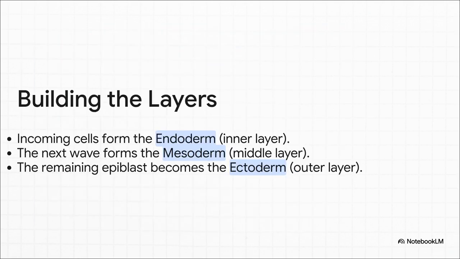So as these epiblast cells dive down through this primitive streak, they start forming 2 brand new layers underneath. The first wave of cells to go down forms the endoderm. That's going to become the lining of the gut and the lungs. The next wave of cells files in and forms the mesoderm right in the middle. That's destined to become muscle, bone, blood, all that stuff. And what's left of that original epiblast on the surface, well, that becomes the ectoderm, the future skin and the entire nervous system. And just like that, boom, the 3 primary layers of the body are all set.